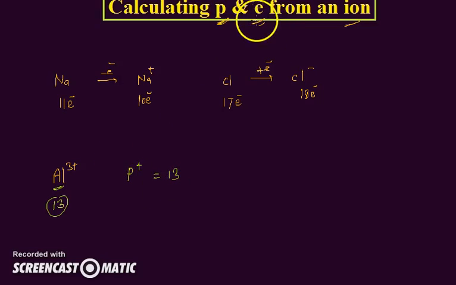Now let's focus on calculating the number of electrons. Here you can see that aluminum has a plus 3 charge, and when an ion has a plus 3 charge, it means that it has lost electrons. It has lost 3 electrons, and since it has lost 3 electrons, we subtract 3 from 13. 13 minus 3 is equal to 10. So the number of electrons in this aluminum ion is 10, and the number of protons is 13.